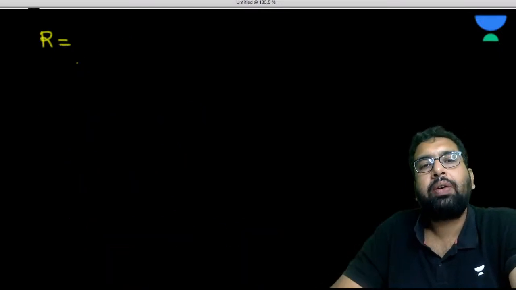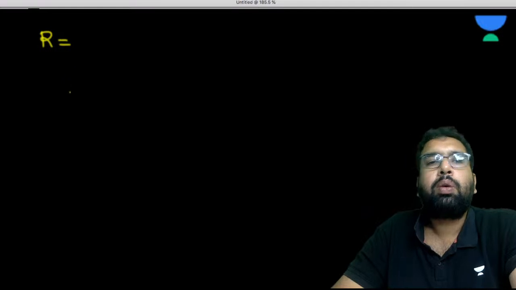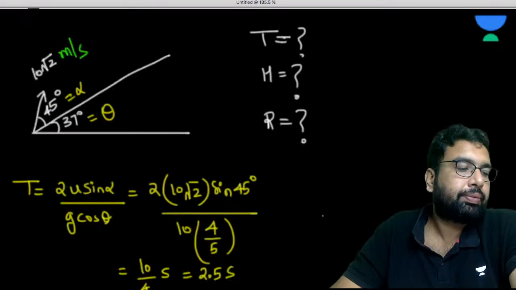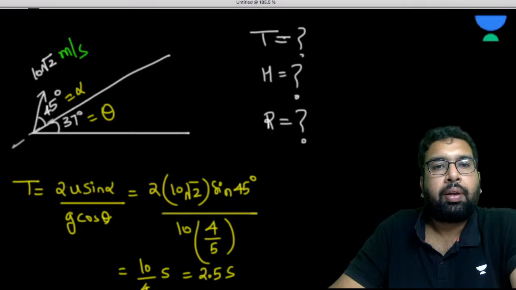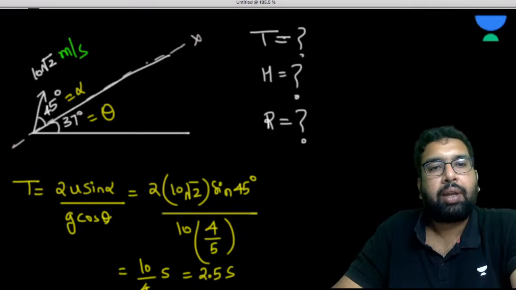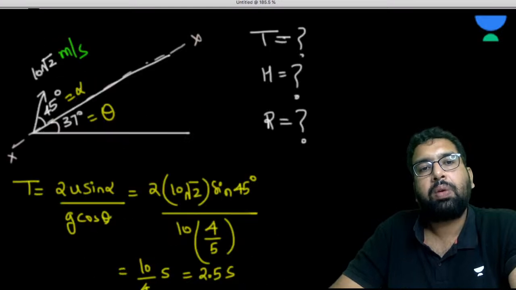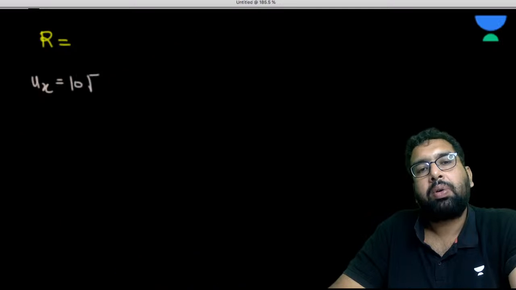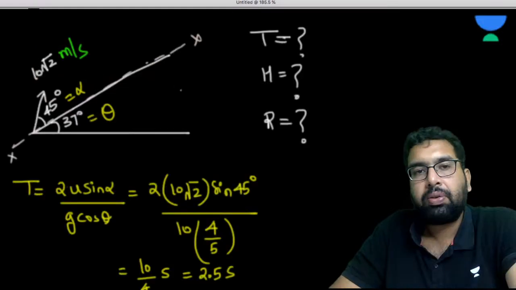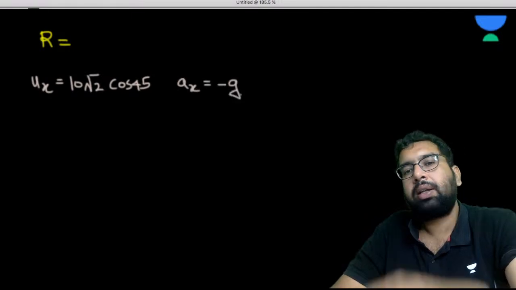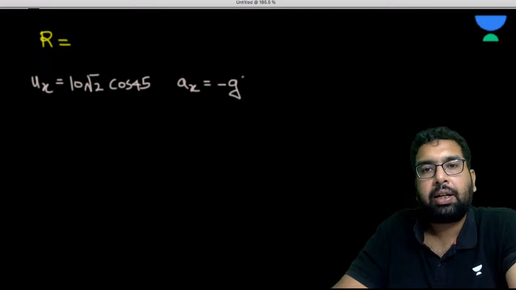Now coming to the range, we do not remember the formula. So to find out the range in this case, what we are going to do? We are going to consider the motion in x direction. What is the x in this case? So our x is this. This is going to be the x direction velocity, that is 10 root 2 cos 45. And our acceleration in x direction is minus g sine theta, that is sine 37.